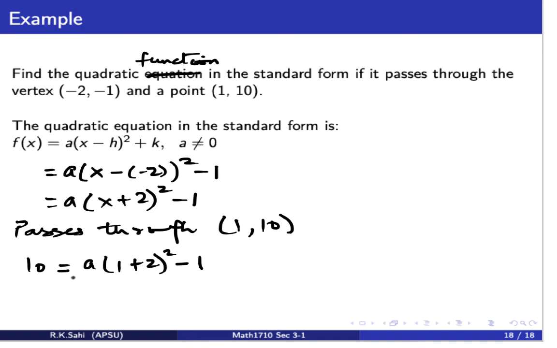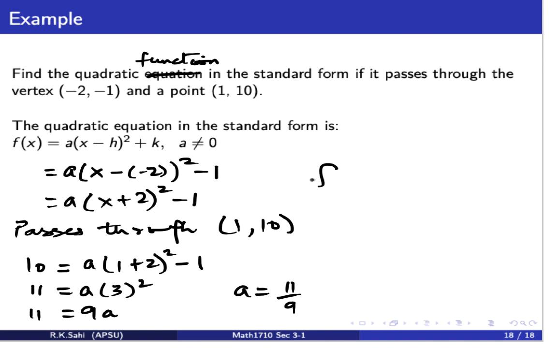Okay, so now this goes on the other side. The vertex is (h, k), so k is minus 1. I just want to make sure that I'm writing it right this time: a(x + 2) the whole square, minus 1. So minus 1 takes over here. What do we get? 11 equals a times 3 square, or 9 times a is 11. So what is my a? A is 11 over 9.